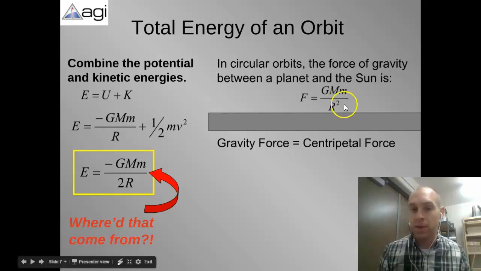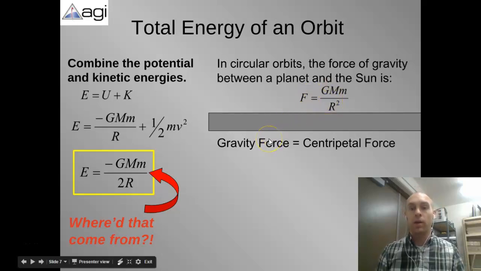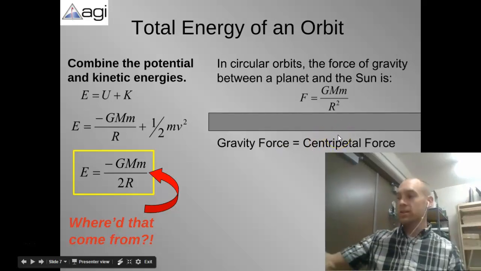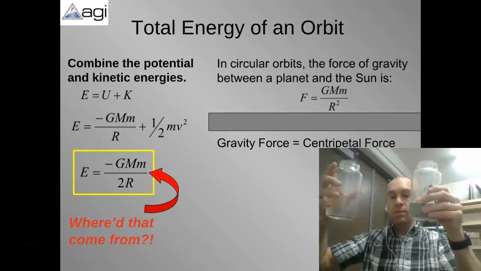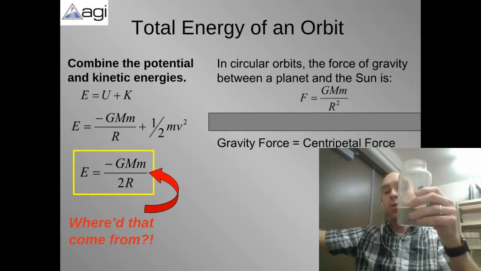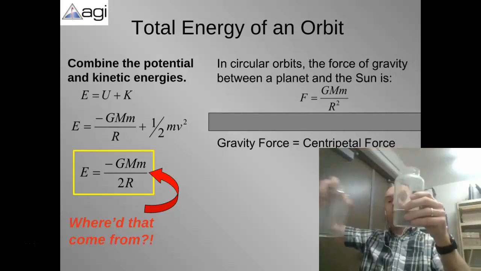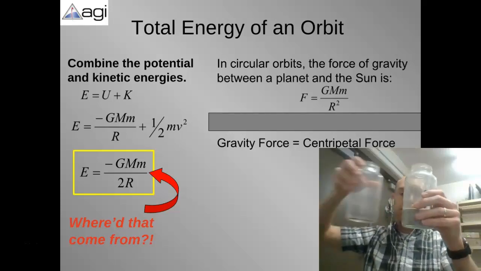You might not have seen it yet, but if you have, yay. So that's one thing that we know. The force of gravity between the planet is this. Gravitational force also equals centripetal force. The force that's attracting something has to be equal to the centripetal force, which is the force that is kind of pushing it away at all times. That centripetal force is the force that's pushing out against the gravitational force.